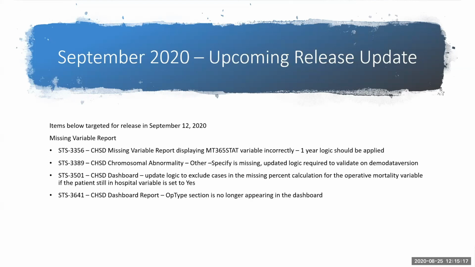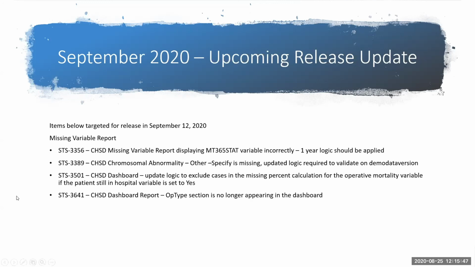3389, for this one, the other specify field, when other is selected for chromosomal abnormality, was triggering as missing even when the genes with identified abnormality field was filled out. On the current version, that gene data element should satisfy the other specify for chromosomal abnormality, and that will be updated so that it does not get flagged against you as missing when the gene field is answered.